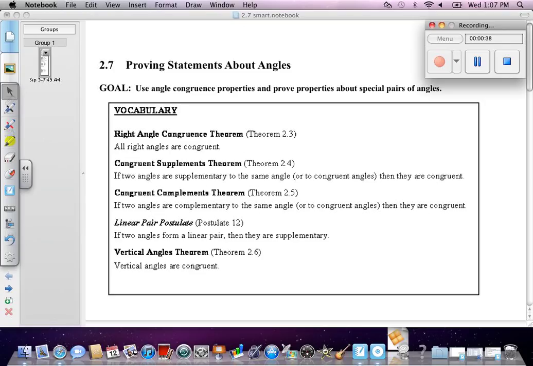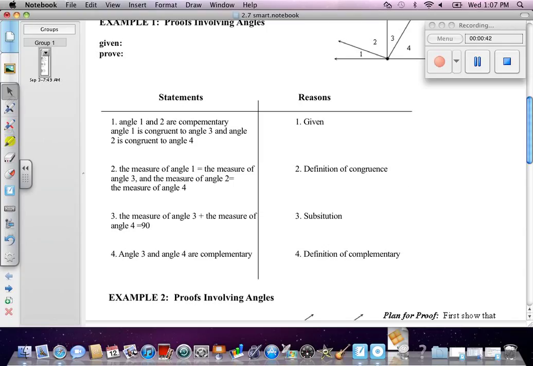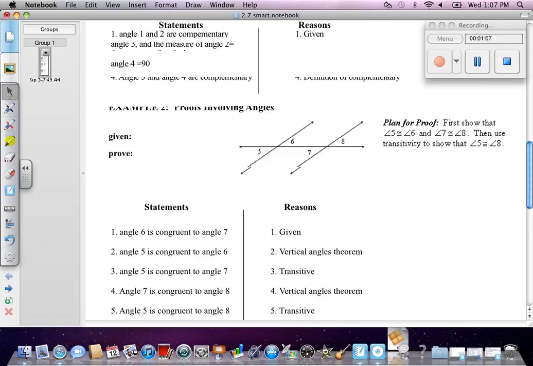Okay, so we're looking at example 1. And look, you don't even have to try to interpret my crazy handwriting. Angle 1 and angle 2 are complementary. You can use symbols. Angle 1 is congruent to angle 3, and angle 2 is congruent to angle 4. This is given.